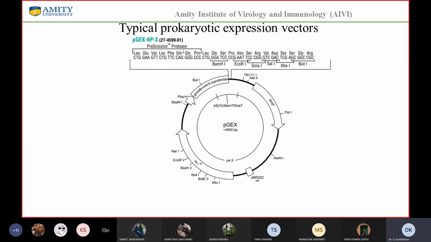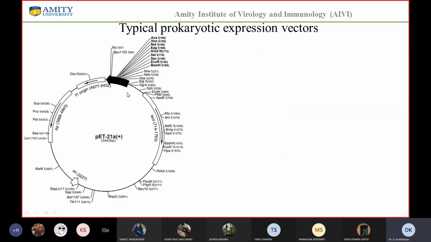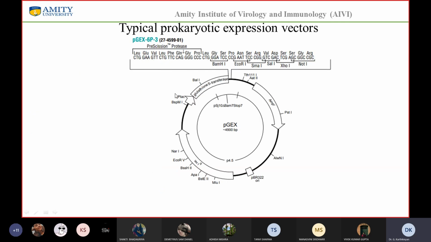Then you have another vector, which is called PGEX. The beauty of this system is that there are two things I want to point out. One is the promoter: in the previous case it was the T7 promoter which drives your gene of interest. In this case you have a promoter called PTAC. TAC is a hybrid promoter between the tryptophan promoter and the LAC promoter. This promoter drives a gene called glutathione S transferase, and you will be cloning your gene of interest downstream of this.